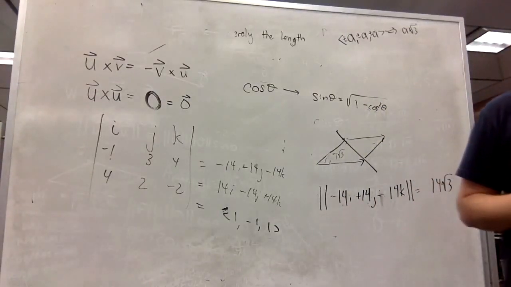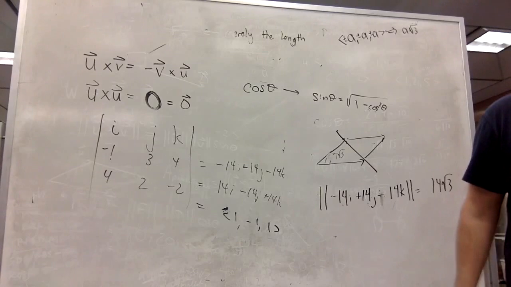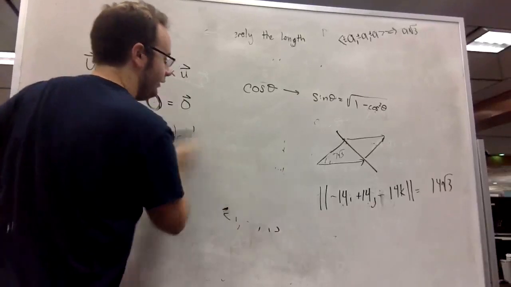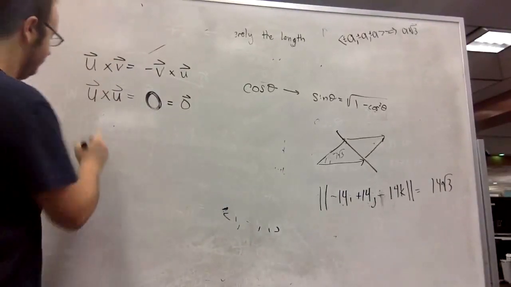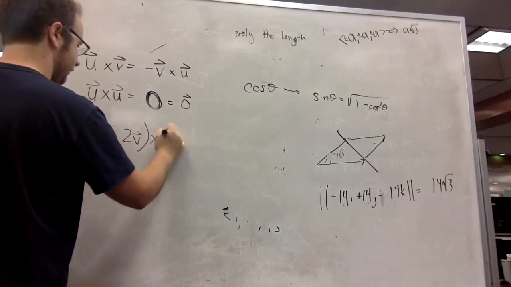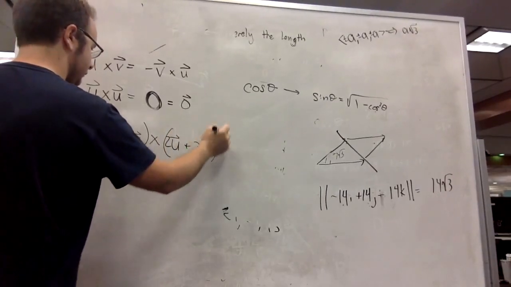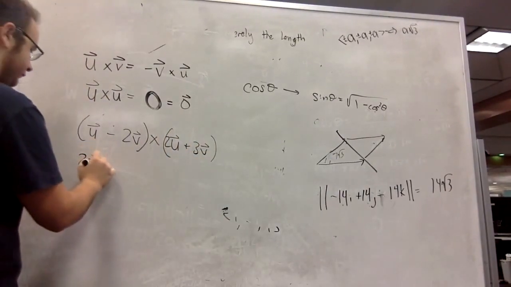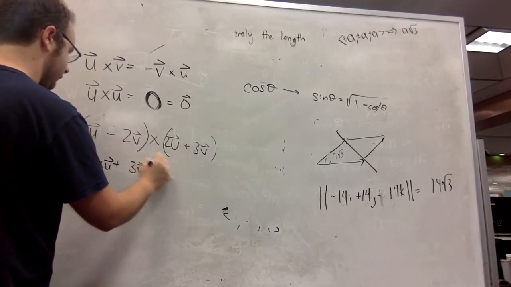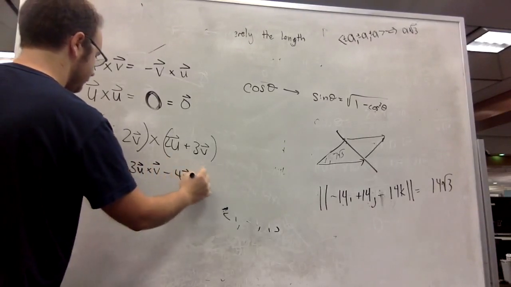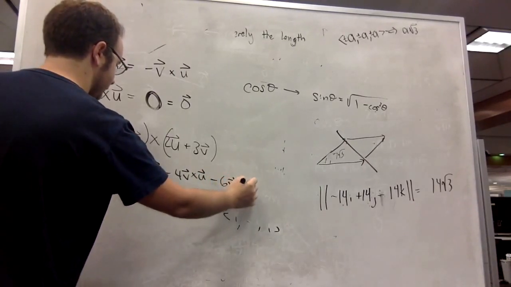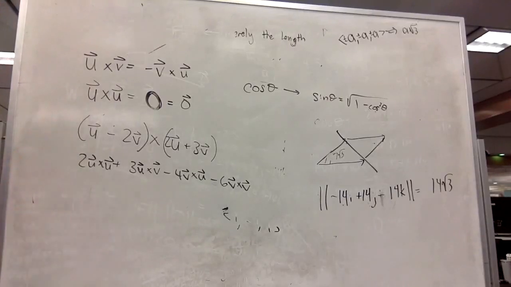If u cross v equals 3, then compute the magnitude of u plus 2v cross 2u minus 3v. Okay. This looks just like the dot product problem, though. It preserves the property of distribution. So 2u cross u plus 3 u cross v minus 4v cross u minus 6v cross v. And I want the magnitude of this at the very end.